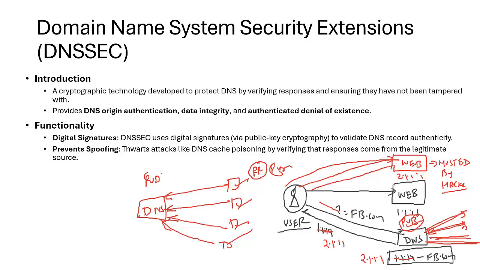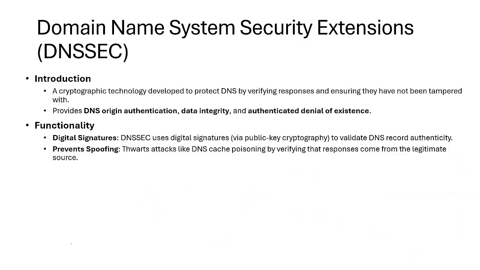Second, we can also have a zone restriction. DNS stores the records in the form of zones. So by disabling the zone transfer, no one can update or retrieve the configurations. So DNSSEC is very important. DNSSEC provides DNS origin authentication, data integrity, and authenticated denial of existence.